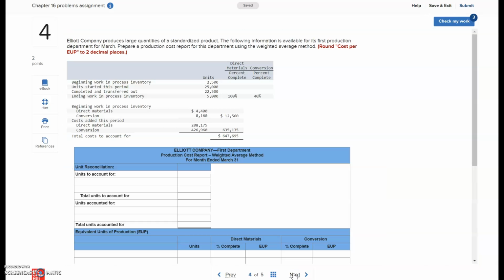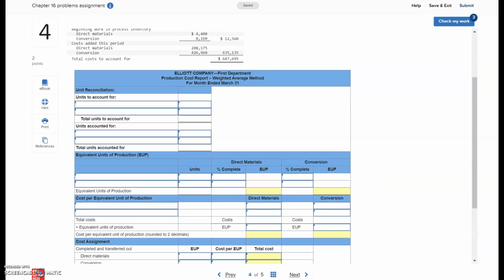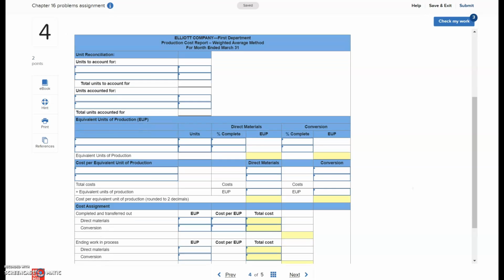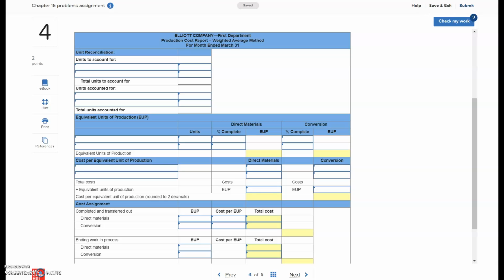Okay. You're going to do it again, but now you're going to do it on the production cost report. So you were doing the steps. This is how it would be laid out. This would be an example. This would be the actual report that each department would have. And you're going through and calculating the 4 steps, okay? We're figuring out how many units to account for. We convert that to equivalent units. We take the total costs between what was in beginning inventory and the costs that were incurred during the period, and divide that by the equivalent units of production you got in the previous step.